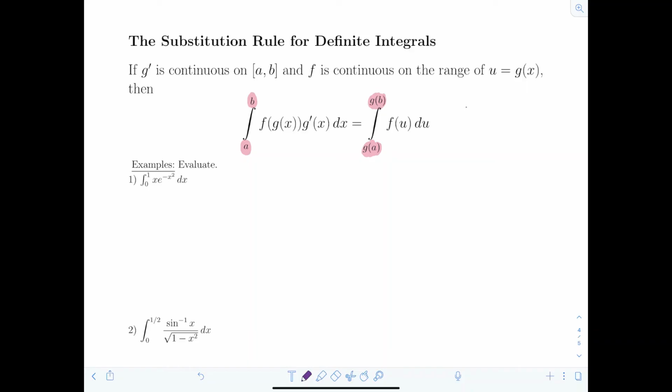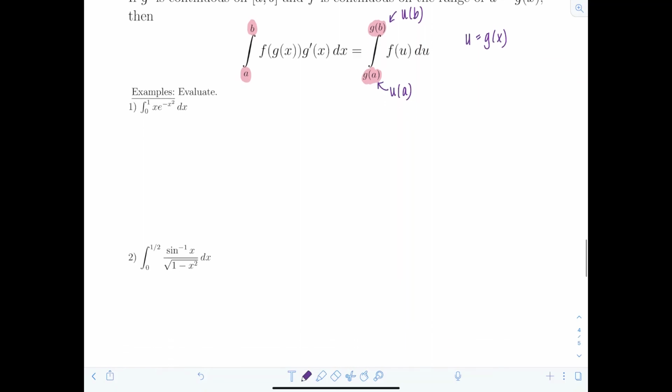So remember, u is equal to g of x, so you could also think of this lower limit as u of a and this upper limit as u of b. Okay, so you basically just switch your limits to be in terms of u as well, and then carry on and anti-differentiate from there. And remember, when you have definite integrals, your answer is going to be a constant. You're not going to get a function of a variable. You're not going to have a plus c at the end. You should have some value, some constant.